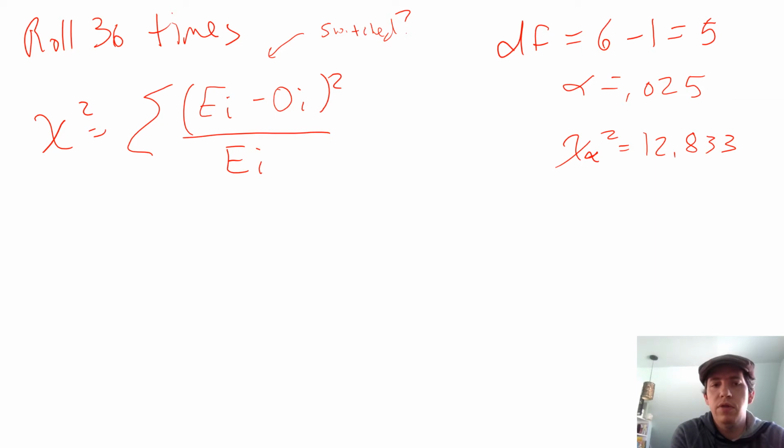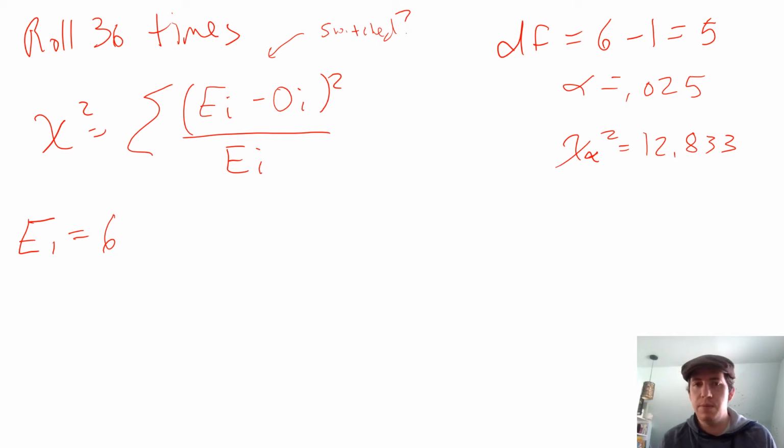Now, I'm rolling 36 times. So the expected number of times that I'm going to roll 1, which is what E1 is, I expect to roll it 6 times. That comes out of the fact that the probability is 1 out of 6. If I take 1 divided by 6 and multiply that fraction times 36, I get 6.